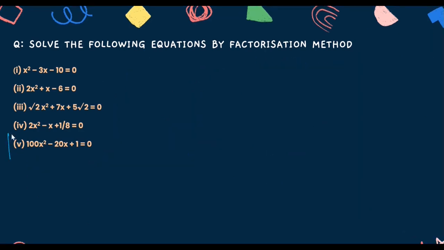One last question is this. We will do this and stop here, and the next topic we will cover in the next session, right? So what is this question? 100x square minus 20x plus 1 equal to 0. So you can see your last term will be 100 into 1.